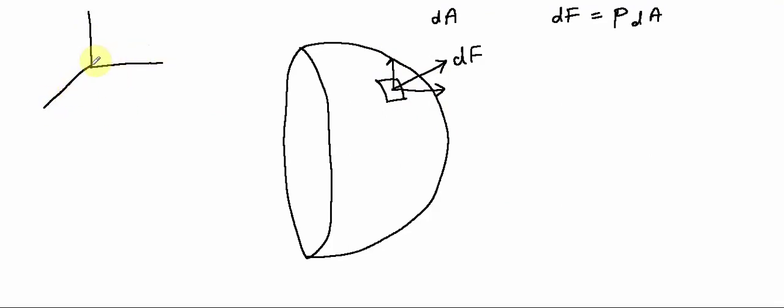Now let us consider a 3-dimensional system, and this is the position vector. Then in spherical coordinates, this angle will be theta, and this angle will be phi. So assume that this origin is located over here. In that case, we see that this component is dF, the lower component is dF sine theta.